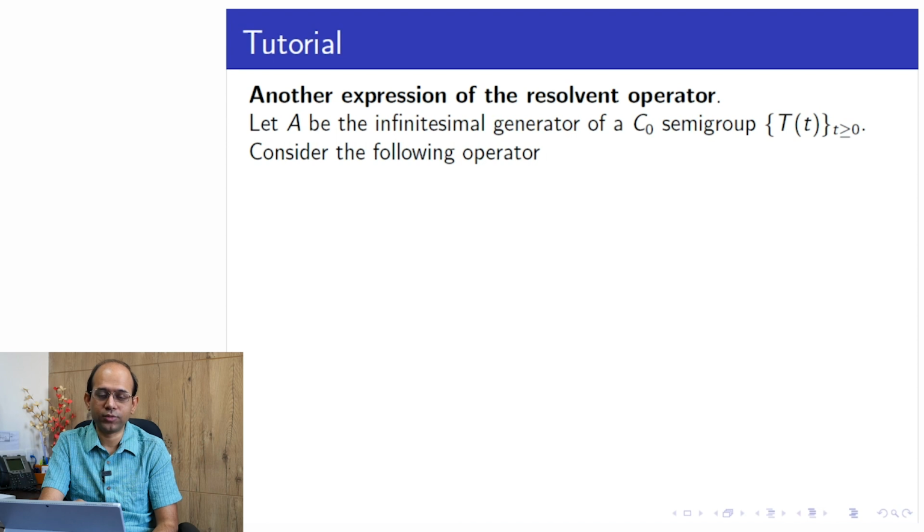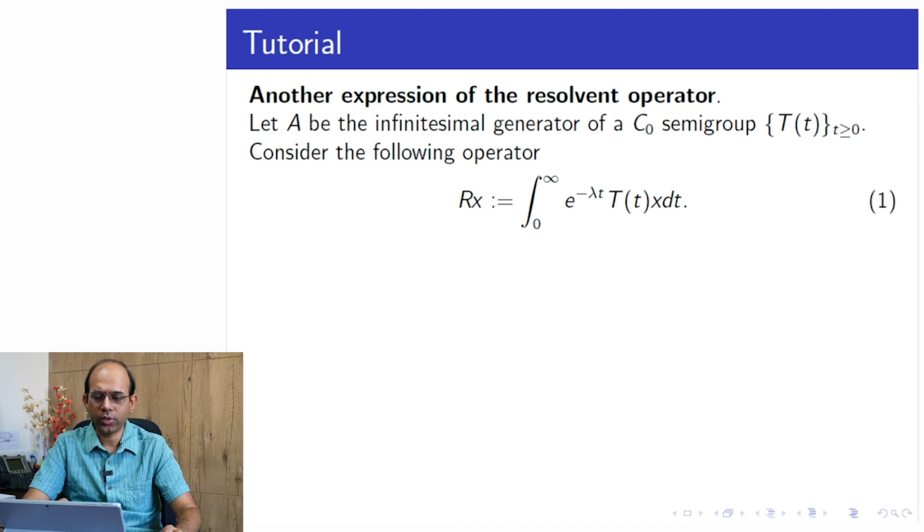So here I'm first showing another expression of the resolvent operator. Let A be the infinitesimal generator of a C0 semigroup T(t). Consider the following operator R, where R is an operator on that Banach space on which the T(t) is the semigroup of bounded linear operators. This R is defined in this way: R applied on x, small x, a member in the Banach space capital X.